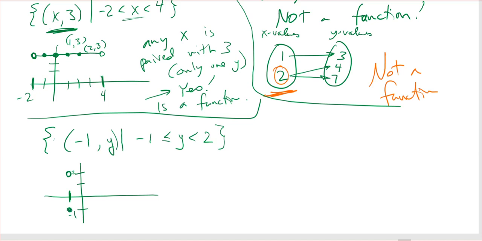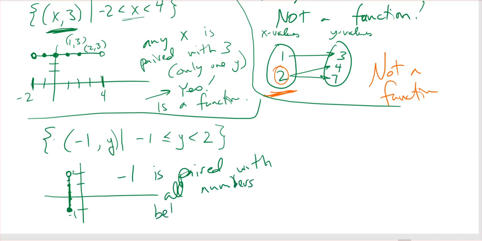We're going to have a solid dot on the -1, right? Because it's a non-strict inequality, we could be equal. But any other y value between here can be chosen, right? So we've got a vertical line here. It looks like -1 is paired with lots of stuff, with all the numbers between -1 and 2. So it's not a function.